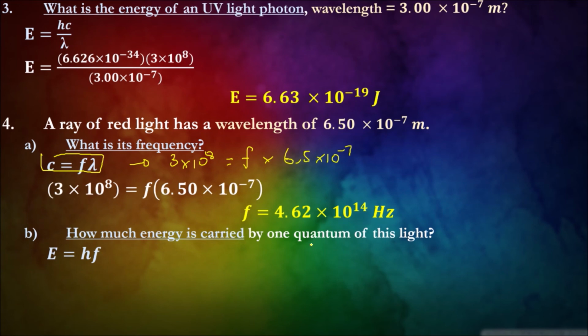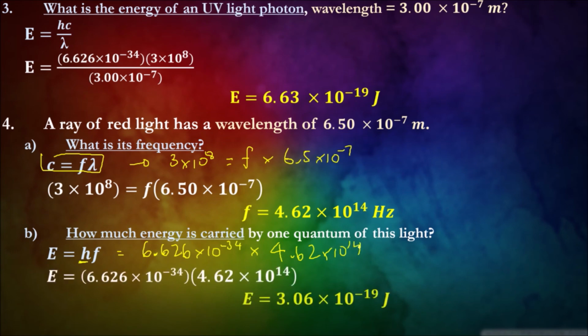B, how much energy was released by 1 quantum of red light? E equals h, which is 6.62 times 10 to the power of negative 34, times our frequency. And that's about 3.06 times 10 to the power of negative 19 joules.